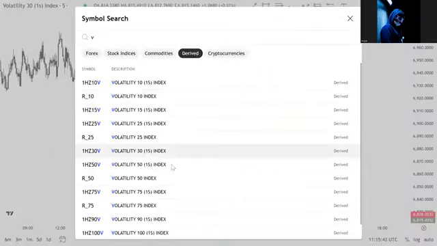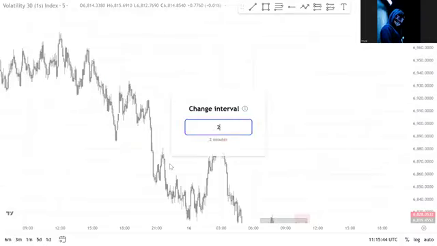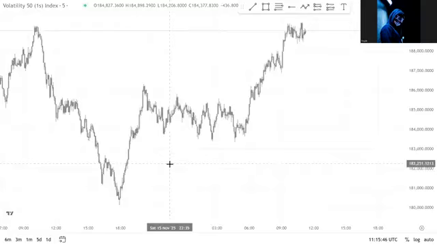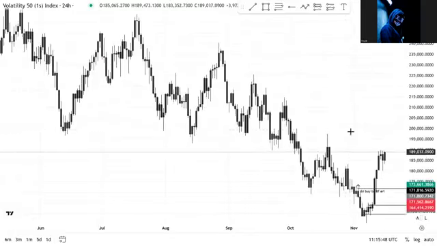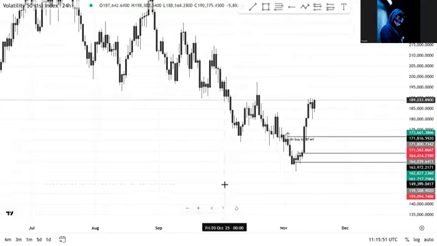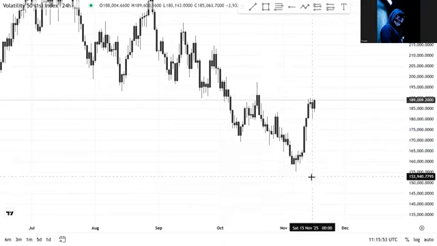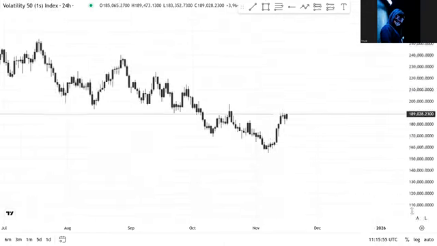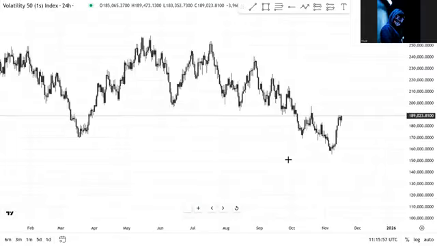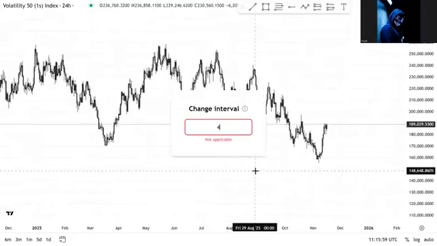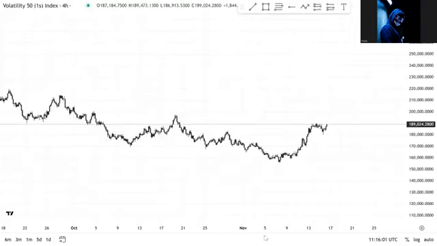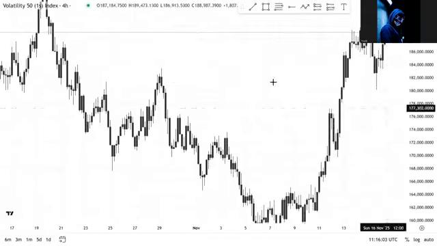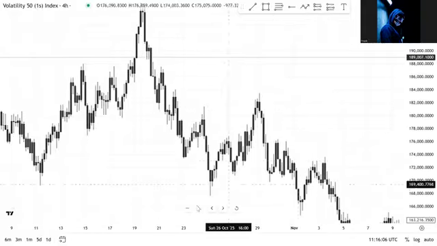So let me just do a few examples again. So this is P50S on the daily time frame. For the daily, I can see there's no setup on the daily currently. Let's go to the 4 hours. This is the 4 hour time frame.